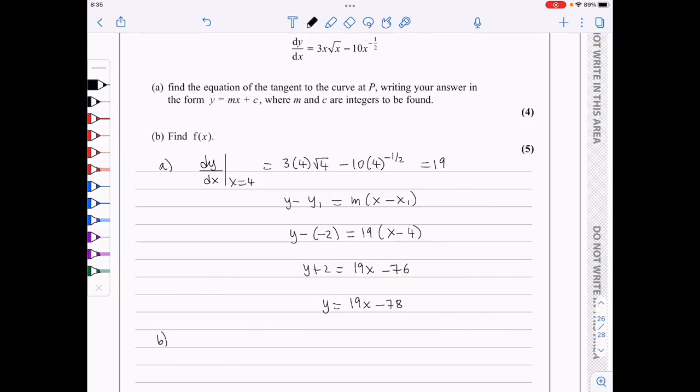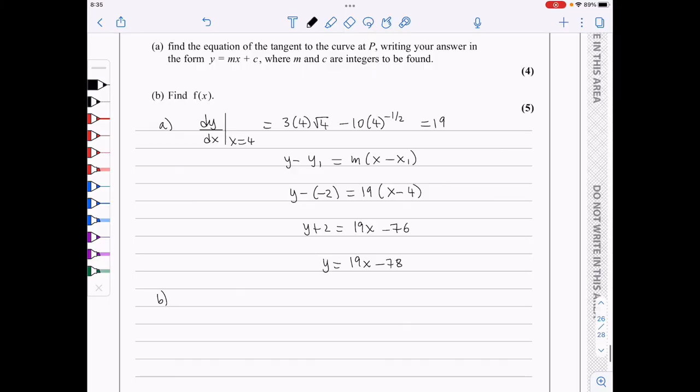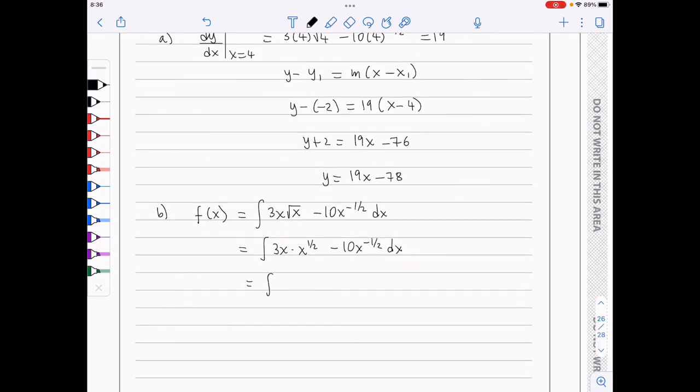And then part B, we need to find f of x. Well, we've got the derivative, so if we integrate, we will be finding an expression for f of x. So I will integrate 3x root x minus 10x to the minus a half dx. I will first put it in the form that allows me to do the integration. So I write the root x as x to the a half. And I will further proceed into writing this as the integral of 3x to the 3 over 2 minus 10x to the minus a half dx. And I'm now ready to integrate.